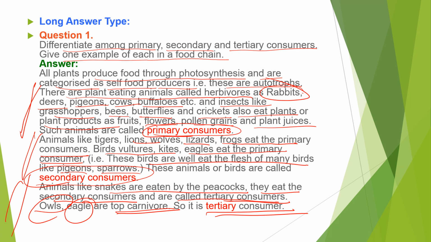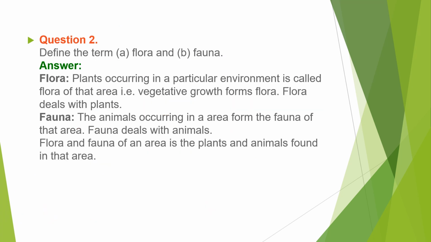So they are the top carnivore and they are called the tertiary consumers of the ecosystem. Now here we have come to another question, that is, define the term flora and fauna. Defining the term flora and fauna, that is, plants occurring in a particular environment is called flora of that area. Vegetative growths form the flora.